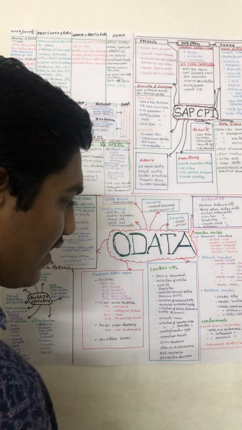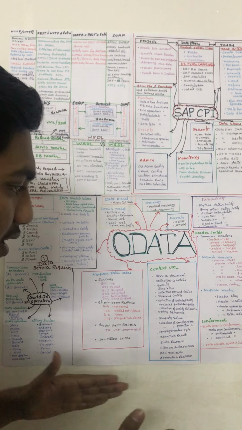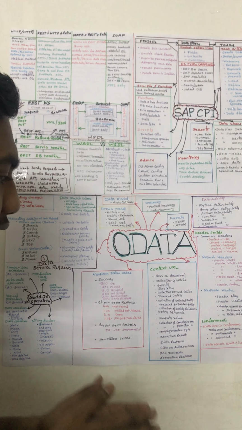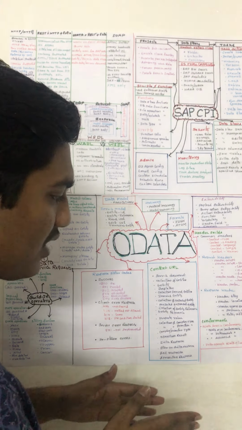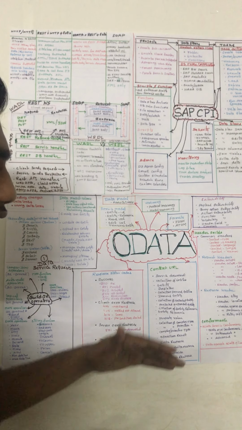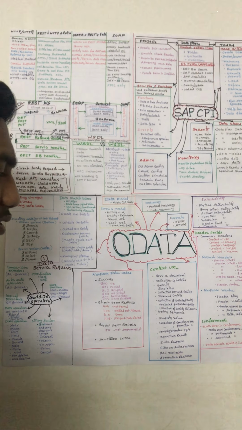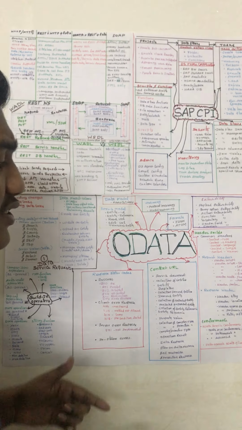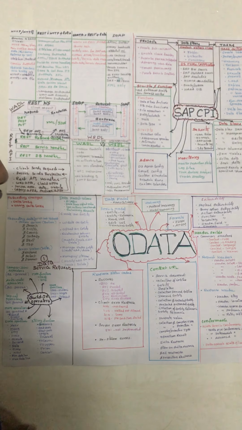And finally, there is conformance. OData service conformance levels. We have OData minimal conformance level, intermediate conformance level, then advanced conformance level. These are the conformance service levels.